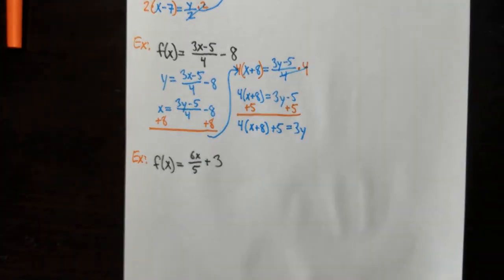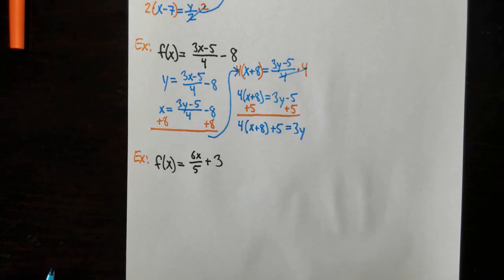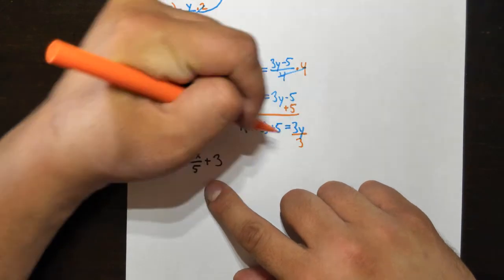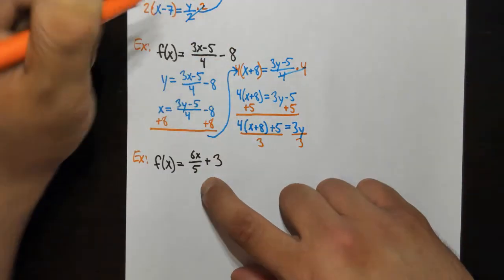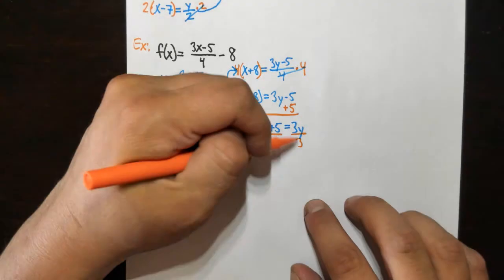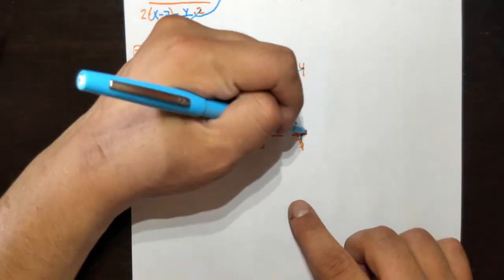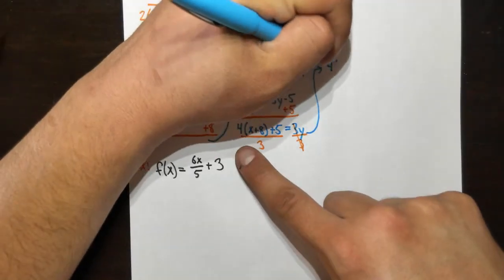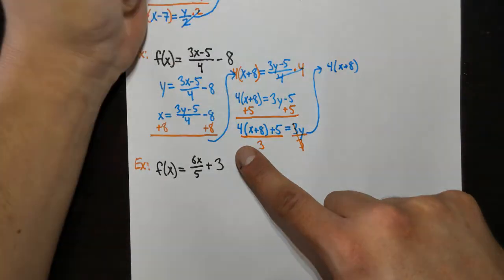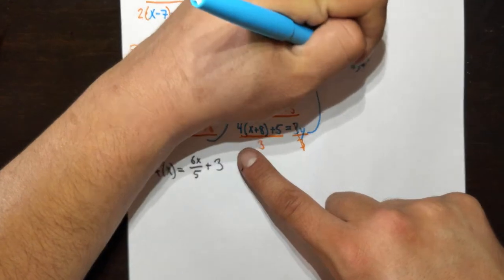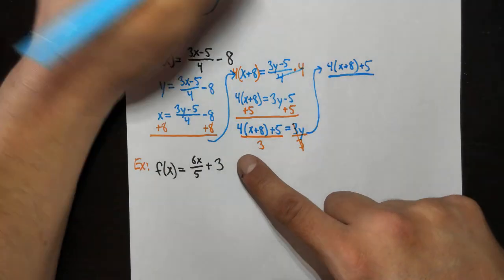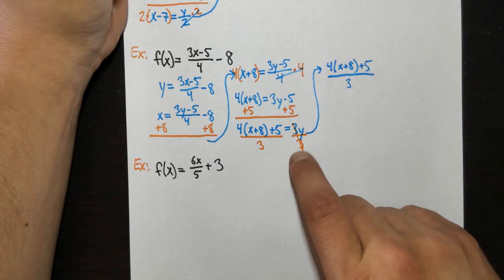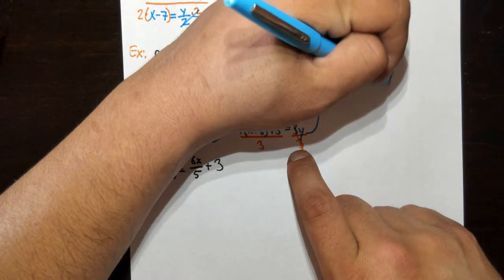Now, y isn't yet by itself. It's being multiplied by 3. So how about we go ahead and divide both sides by 3, and then it looks like after that we'll be ready for simplification here. So this cancels. I'm going to go back up for sake of room. So we're going to have 4 times (x plus 8) plus 5, and it's all divided by 3 because we divided the whole left side by 3. And then this 3 over here cancels, so it just equals y.